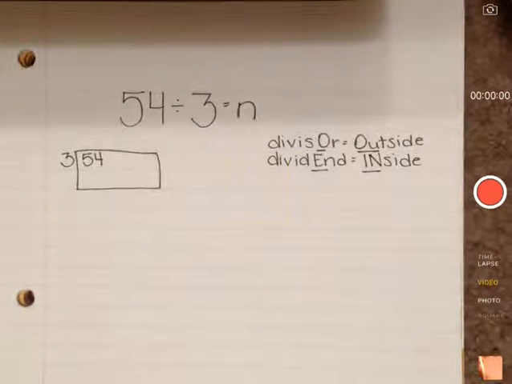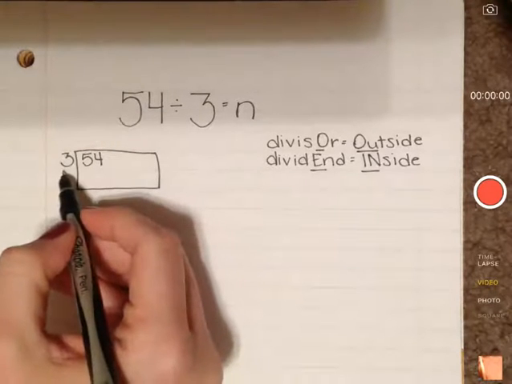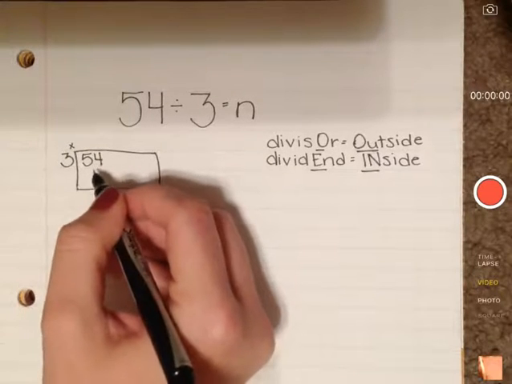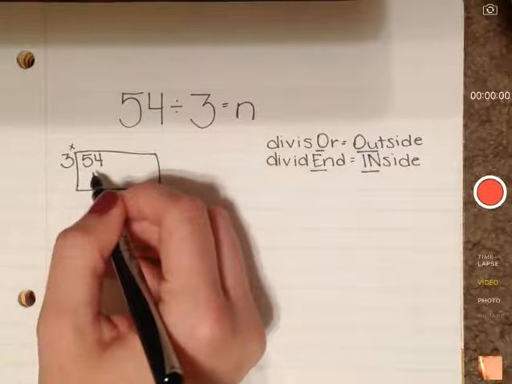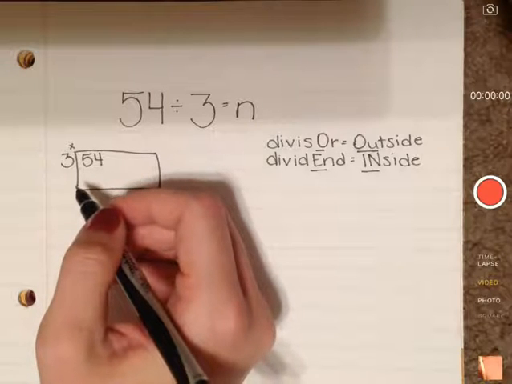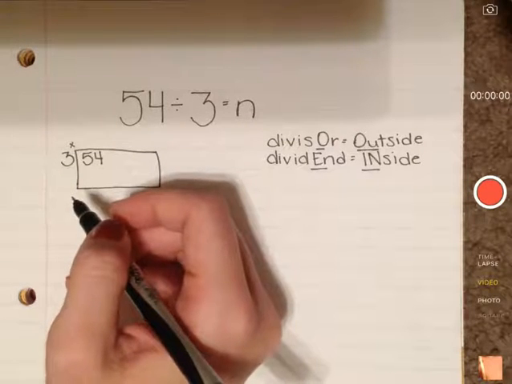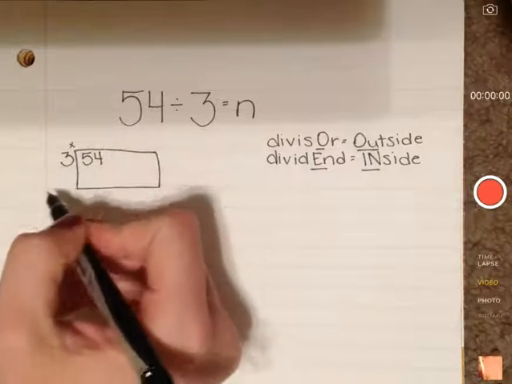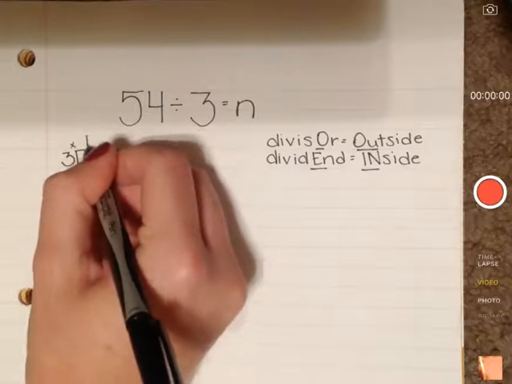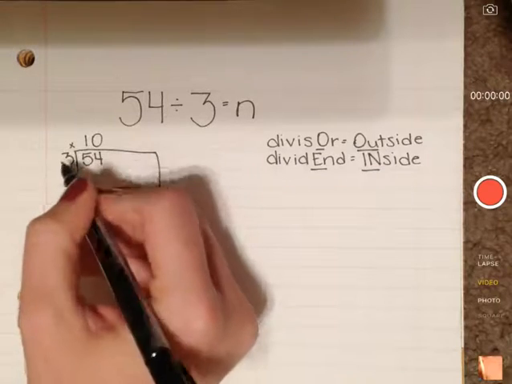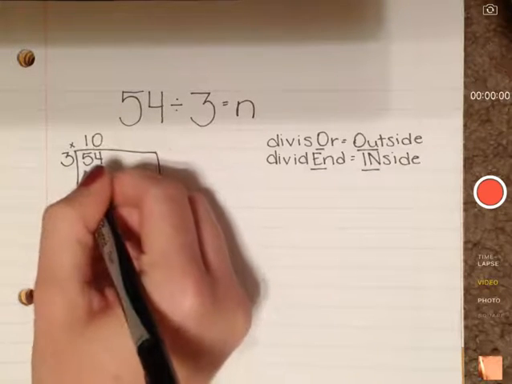Okay, now that I have my box set up, I'm going to say to myself, what is an easy number that I can multiply by 3 that's going to get me close to the number 54 without going over? Remember that those easy numbers are numbers like 5, 10, 20, 30, 100, easy numbers to multiply by. Well, I know that I can multiply 3 by 10 and get somewhere close to 54 without going over, because 3 times 10 is 30.